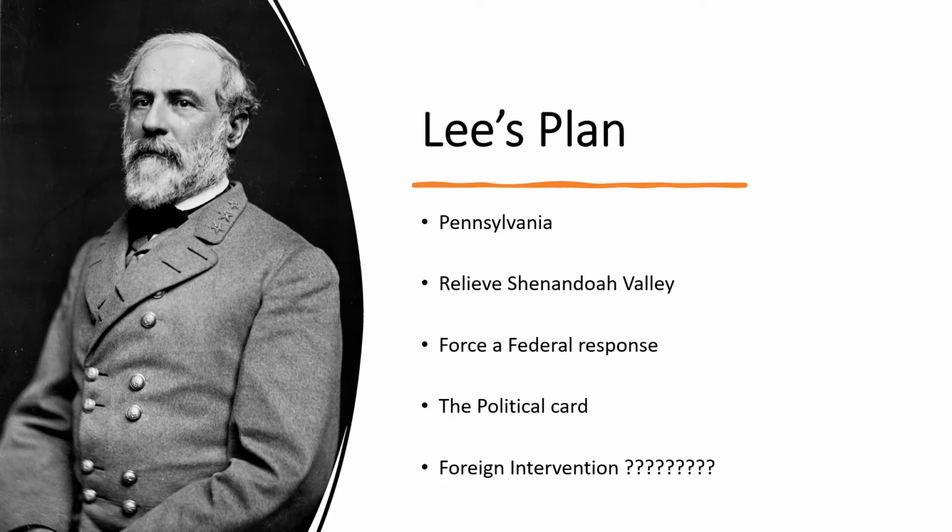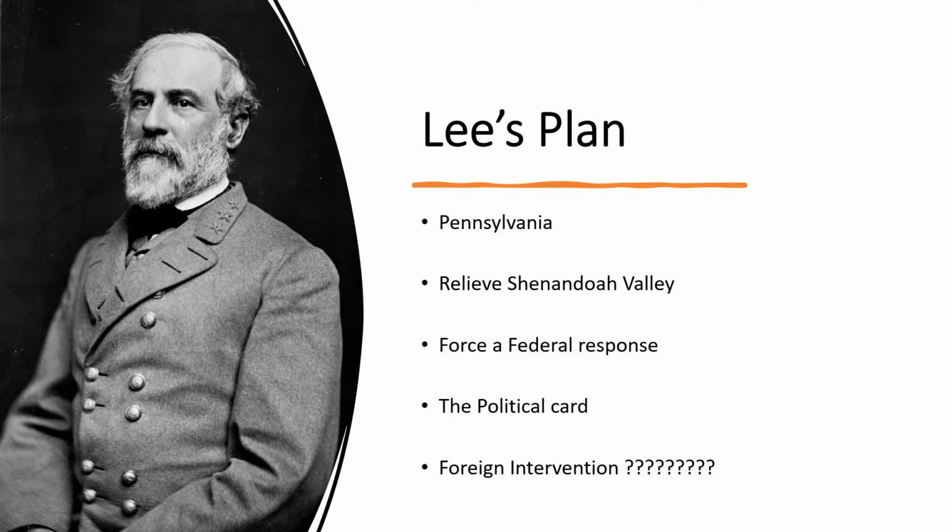Lee had his eye on Pennsylvania and the rich Pennsylvania heartland. Here he could feed his army, and he could relieve the beleaguered farmers of the Shenandoah Valley. With the Union Army very disorganized, he would like to force a federal response, and he wanted to play the political card. Coming up in November were the midterm elections.